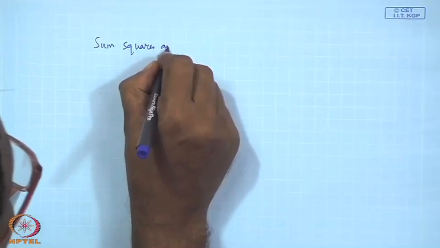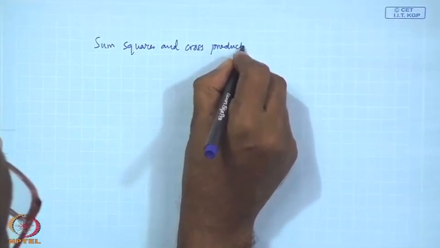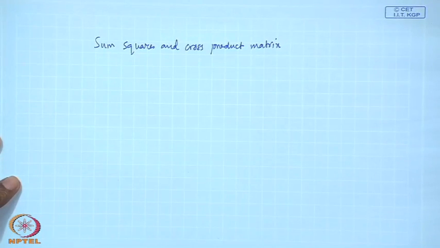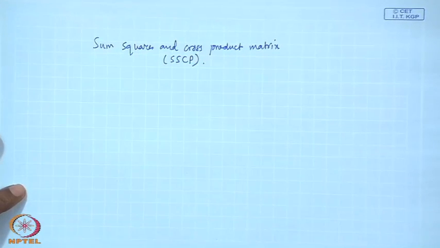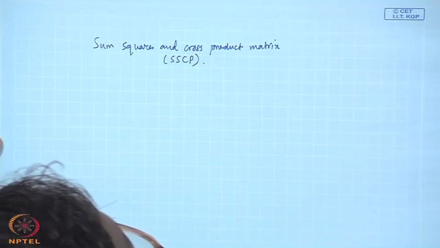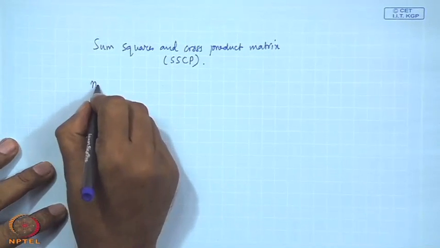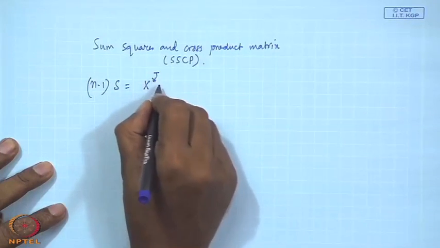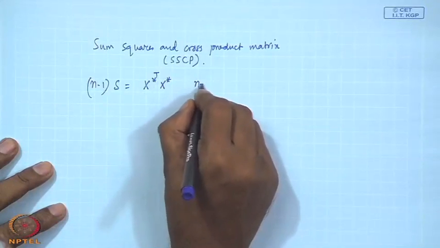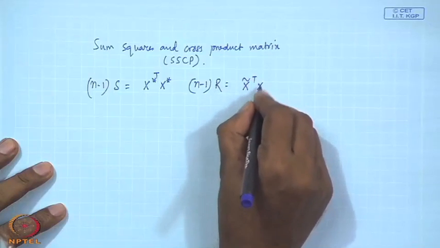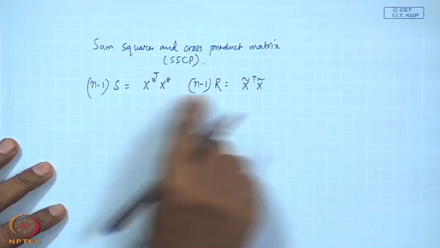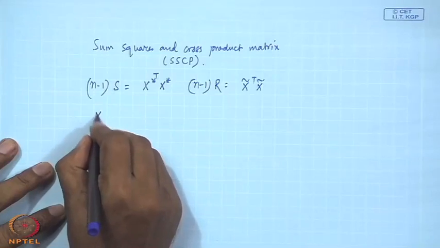Okay. Another important concept in multivariate data analysis is the sum square and cross product matrix, which is known as SSCP. So, when you calculate the covariance matrix and correlation matrix, we have used the formulas: n minus 1 times S equal to x star transpose x star, and n minus 1 times R equal to x tilde transpose x tilde, where both x star and x tilde are basically transformed matrices from the original data, which is x.